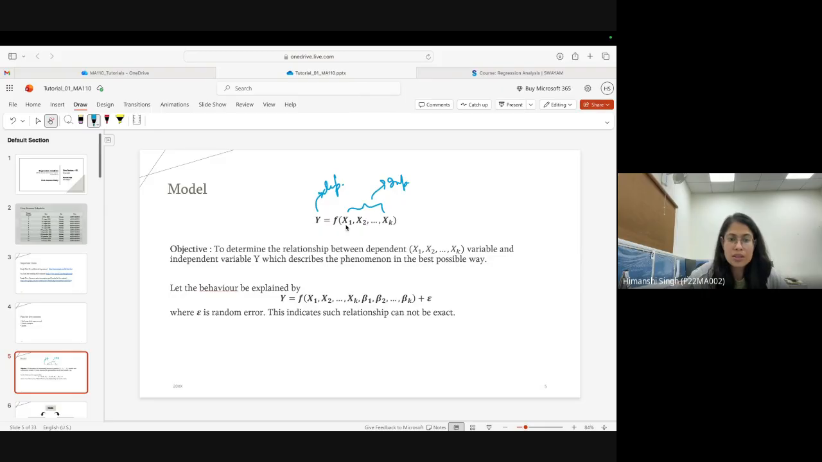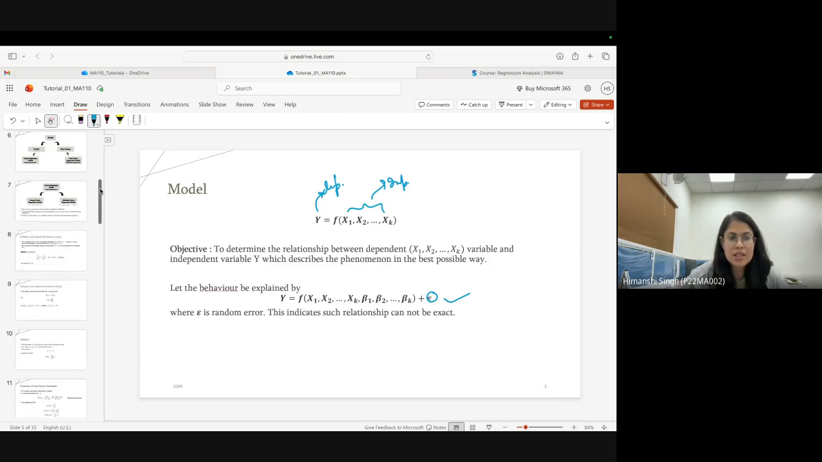Here this is the exact relationship, but that is not always true. There may be some errors in the process or in the data, so that we cannot get the exact fit. That behavior is explained by this equation, where we write y equals some function of x1, x2, up to xk, and the relationship may also depend on some parameters, beta 1, beta 2, up to beta k, plus epsilon, which is the random error. So this behavior is explained by this equation. Now we do not know the function f. So what this function f is.